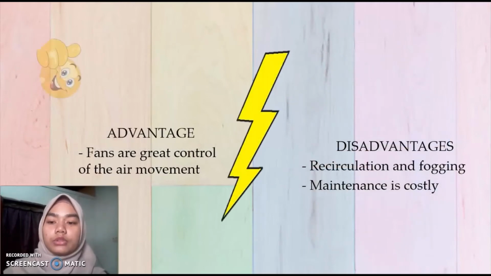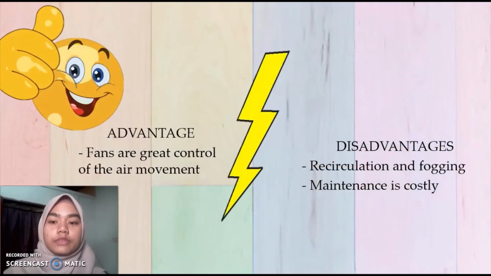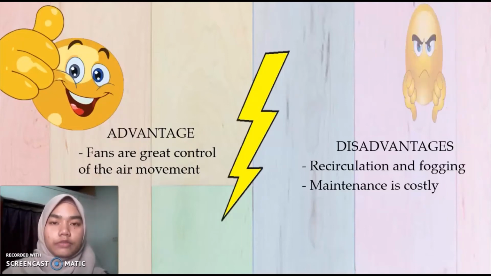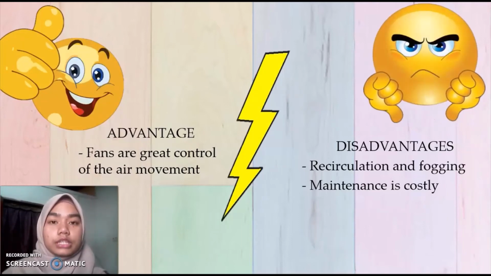The advantage of the cooling tower is that the fans give great control of the air movement inside the cooling tower, while the disadvantages of the cooling tower are recirculation and fogging, where one of the reasons for recirculation is that the high air inlet velocity creates a low pressure area near the inlet that attracts recirculation to happen. And lastly, the maintenance costs are high due to the pumps and fans at the cooling tower. Thank you.